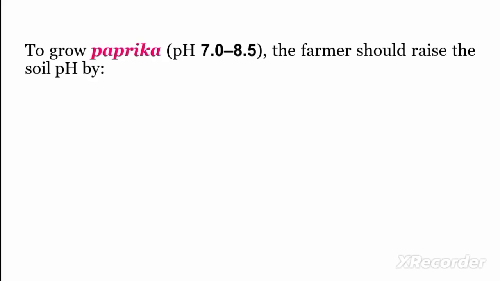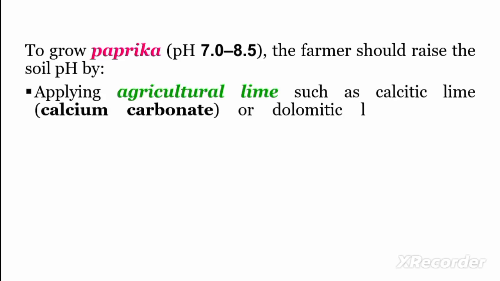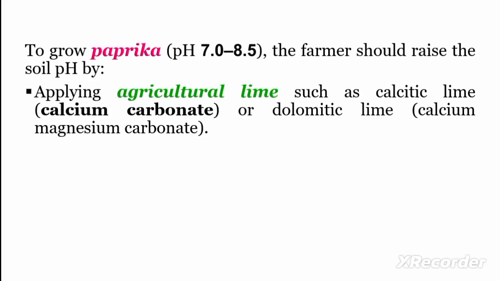The farmer should raise the soil pH by applying agricultural lime such as caustic lime. By the way, caustic lime is a common name. Scientific name, calcium carbonate, or applying dolomitic lime. Dolomitic lime is also a common name. Scientific name, calcium magnesium carbonate.